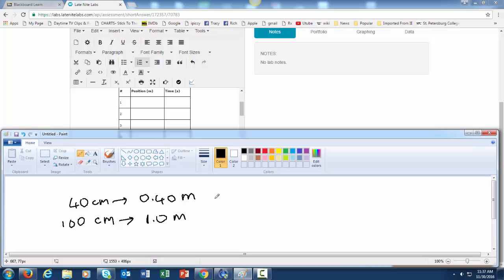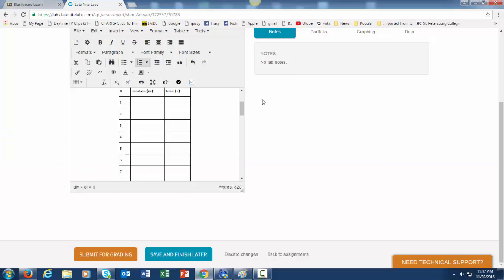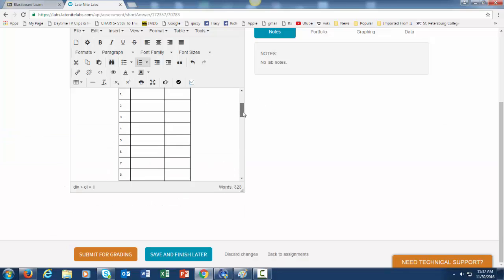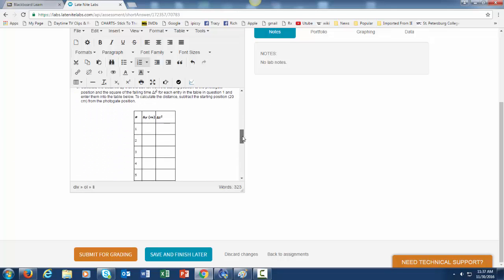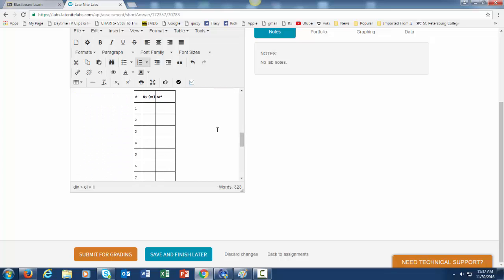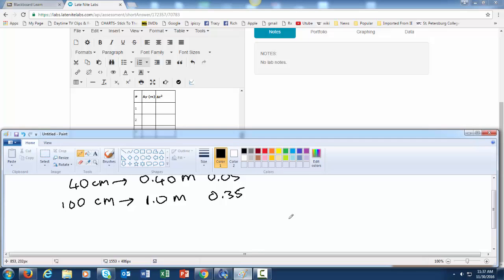For times, it was 0.05 seconds and 0.35 seconds, and those were directly off the photo gates. Obviously, you're going to have a whole bunch of other data here for other distances. Now in the second part, you're going to take this data and you're going to find a delta y and delta t squared. So let me explain where the delta y comes from.